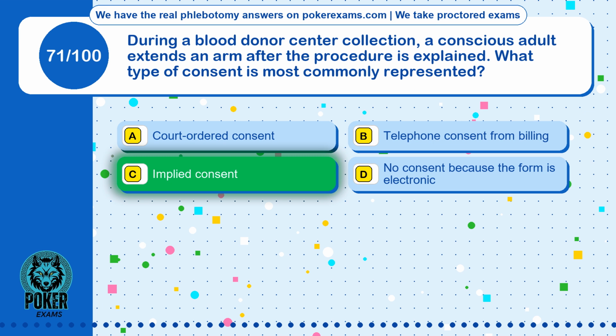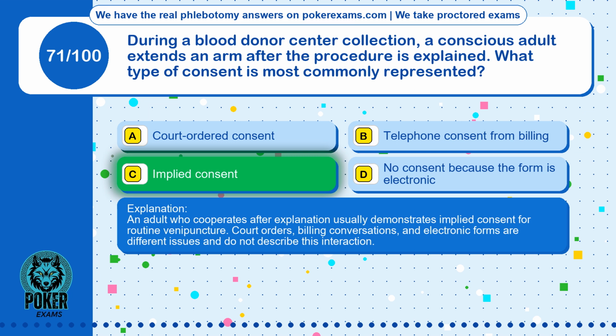The correct answer is option C. Implied consent. An adult who cooperates after explanation usually demonstrates implied consent for routine venipuncture. Court orders, billing conversations, and electronic forms are different issues and do not describe this interaction.